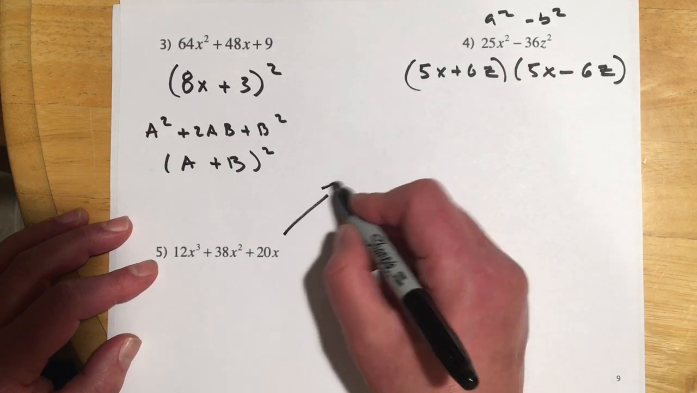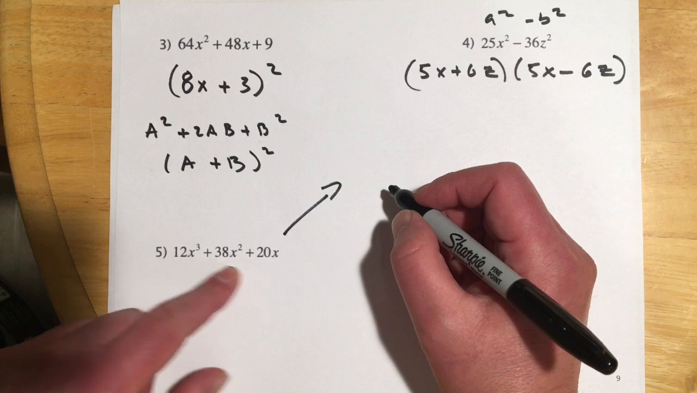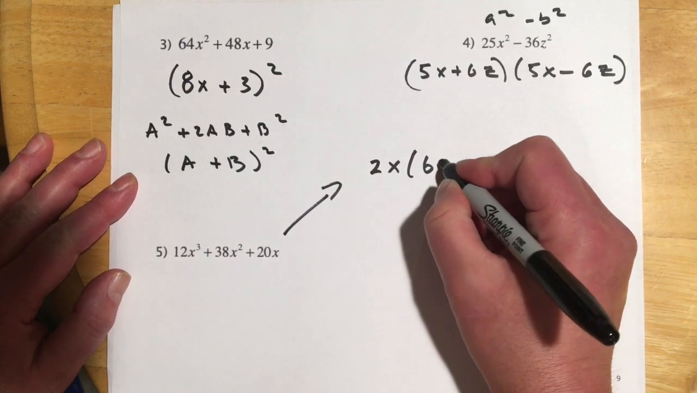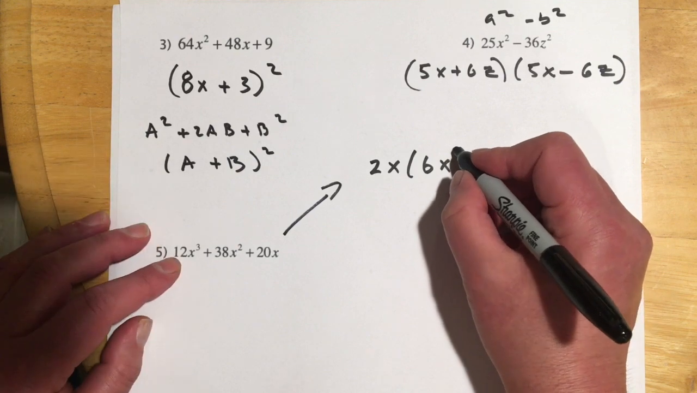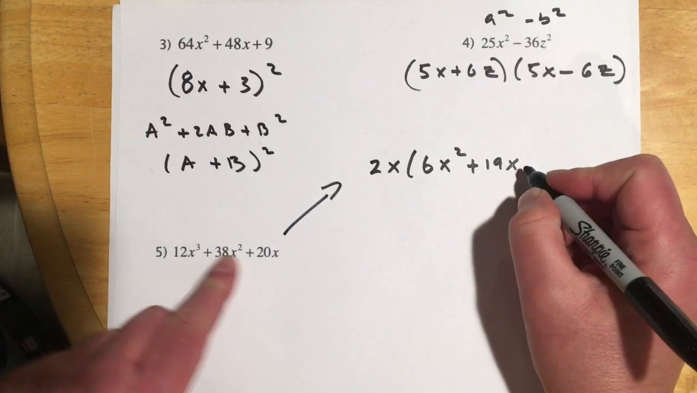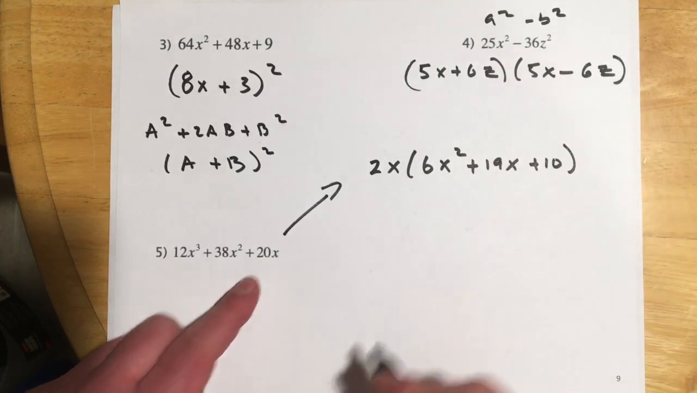Number 5, let me come up here with it so I have a little more room. Looks like I can take out a 2 and an x everywhere. So 2x leaves me 6x squared, 19x in the middle, and then 10 on the end.